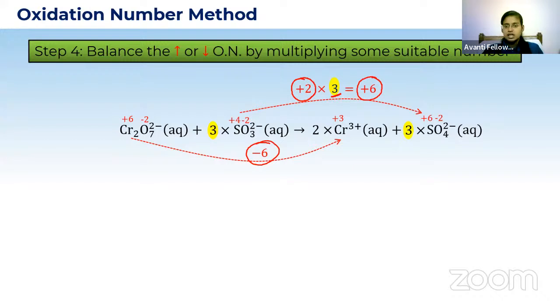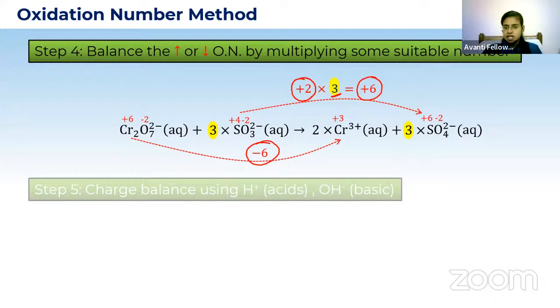Okay, I have to multiply sulfur by 3 in both the sides. Then only the atom will get balanced. Okay, simply I cannot balance the charges alone. I have to balance the atom also side by side. Okay, now we have to balance the charges, right? Charges of all the elements.